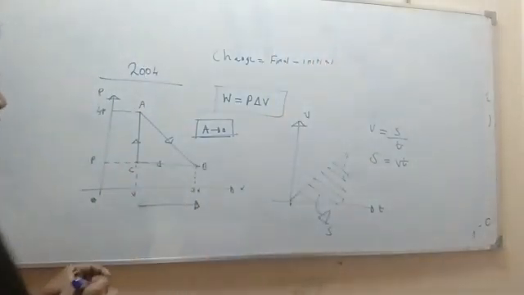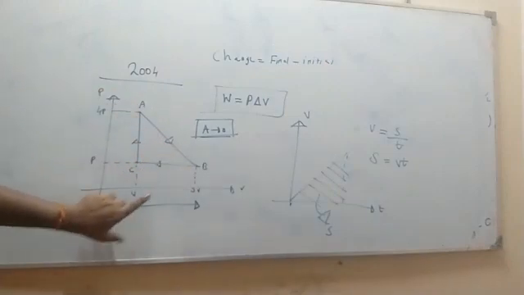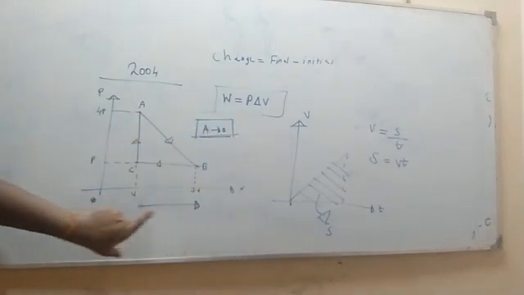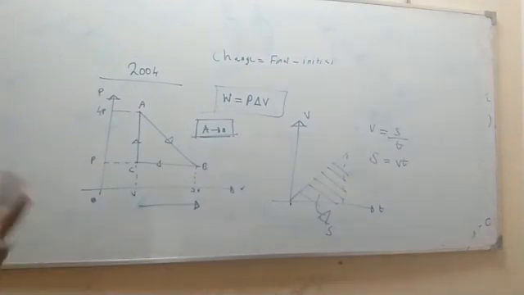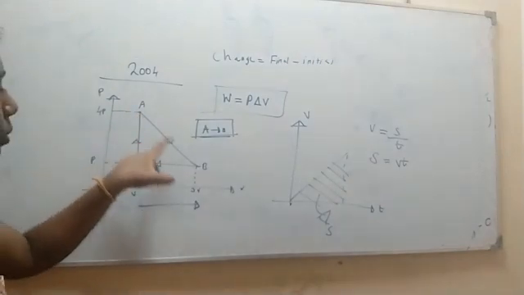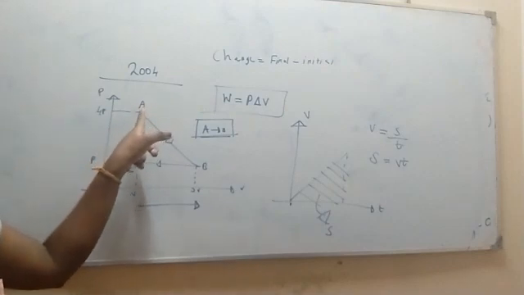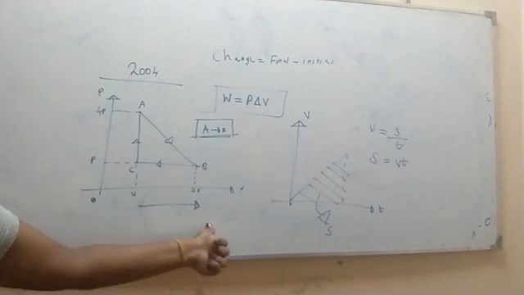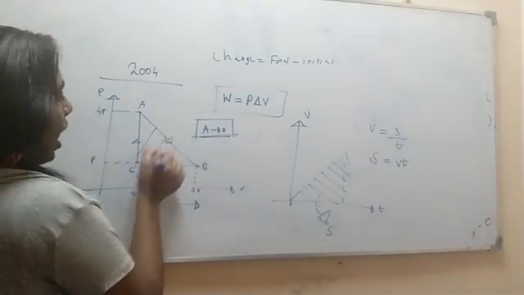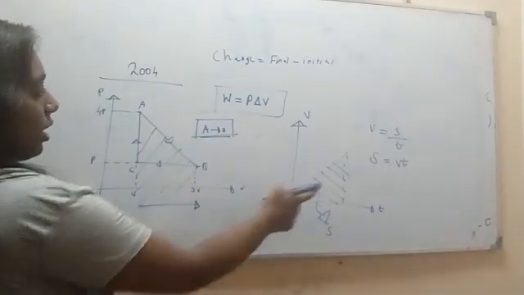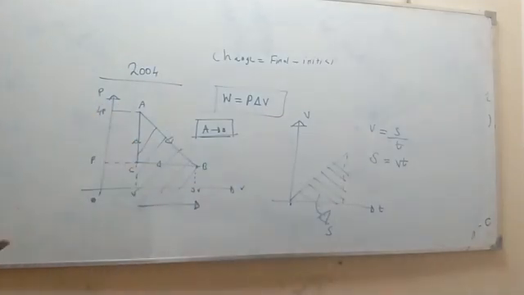Now in the process A to B, work done is pressure into change in volume, from V to 3V. Volume is increasing, which means work is positive. How do we know work is positive? Because when we go from A to B, its volume is increased. So work done in the process AB is given by the area under the graph. This is a PV graph, and the area under the graph gives work done.